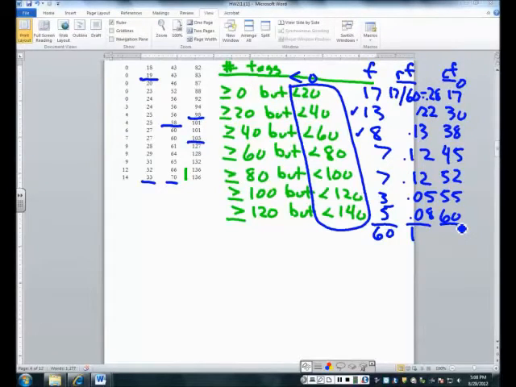Then we can have the cumulative relative frequency. So now I'm starting at the 0.28. First of all, less than 0, again, is 0. Then 0.28.